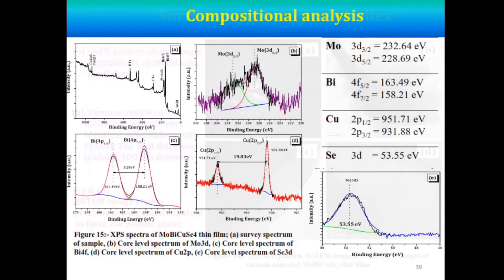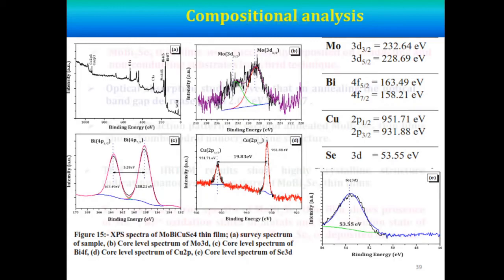In compositional analysis, XPS spectra of MoBiCuSe4 thin film: survey spectrum of sample, B shows core level spectrum of Mo, C core level spectrum of bismuth, D shows core level spectrum of copper, and E core level spectrum of selenium.